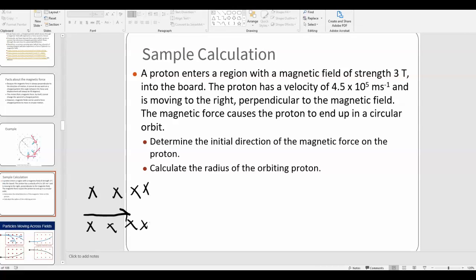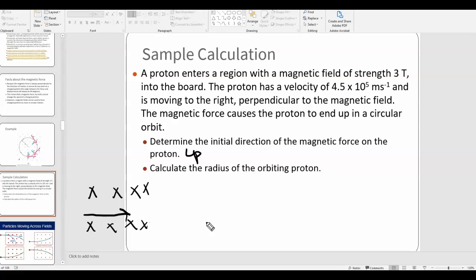The magnetic force causes the proton to end up in circular orbit. Determine the initial direction of the magnetic force on the proton. Now it says initial because a split second later, like I talked about on the last slide, that direction is going to change. Right when this happens, if you apply right-hand rule number 1, if you have your pointer finger going to the right, remember you have to keep that straight, your middle finger should be pointed into the page. In that case, your thumb, if you do this correctly, should be pointing up. And so the initial direction of the magnetic force on the proton is going to be up.